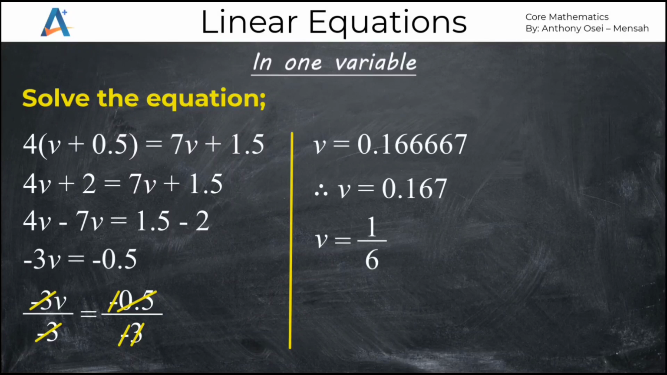I prefer to leave it in decimal because the question started with decimal. So if my answer is in decimal form, it's correct. Whoever wants to leave it also in fraction is correct. So at the end of the day, the value of v in the equation is 0.167 or 1 over 6 as a final answer. So the equation has been solved for.